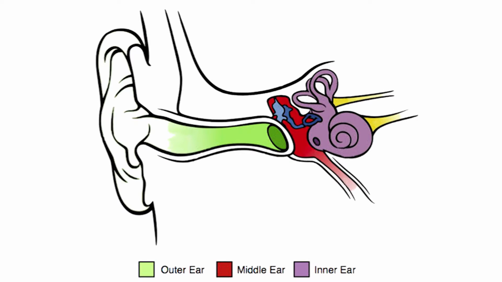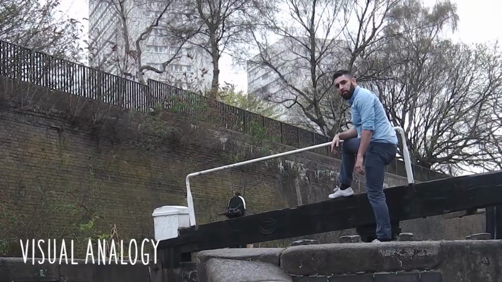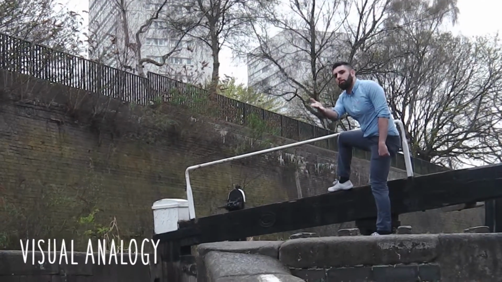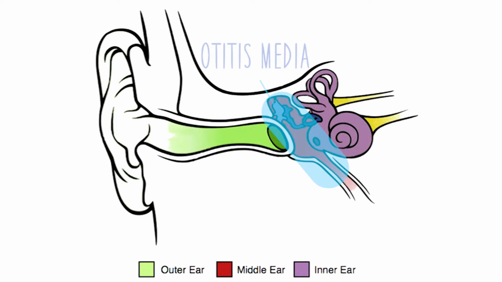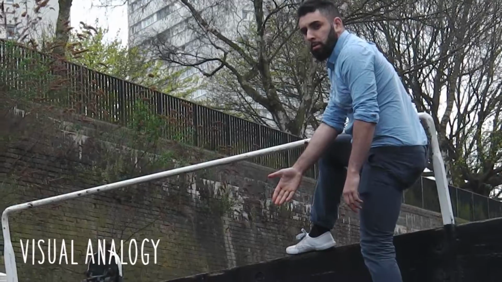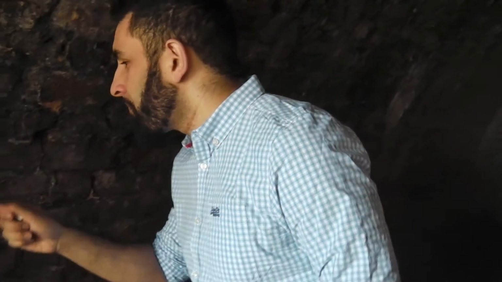Ear infections can be grouped into 2 broad categories: otitis externa, which affects the outer ear and notably the ear canal, and otitis media, which affects the middle ear behind the tympanic membrane. Otitis externa is often caused by trauma to the ear canal. Common causes of trauma to the ear canal are scratching one's ear or using cotton buds, as I will demonstrate now.